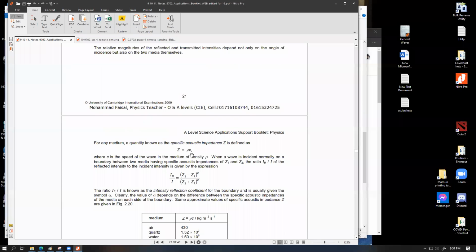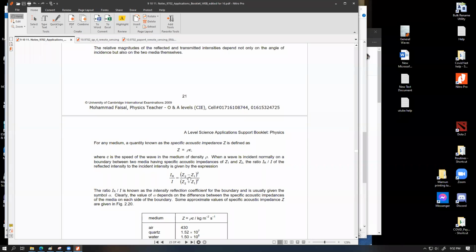Rho is the physical density of the medium, in kg per meter cube, and C in this case is the speed of the wave through that medium. If you multiply these two, you get a quantity which is called the specific acoustic impedance of that medium. This is the equation that relates the reflected intensity with the incoming intensity. So IR by I is given by (Z2 minus Z1) whole square over (Z2 plus Z1) whole square.